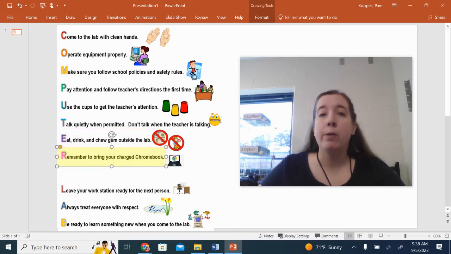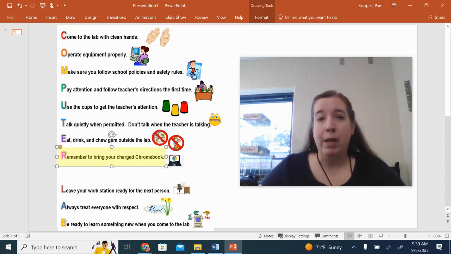R is remember to bring your charged Chromebook. Part of your grade is showing readiness to learn, and you can't be ready to learn computer skills if you don't have your computer to work on. You need to charge your Chromebook every evening and bring it to school every day. But this is especially important on days you have my class.